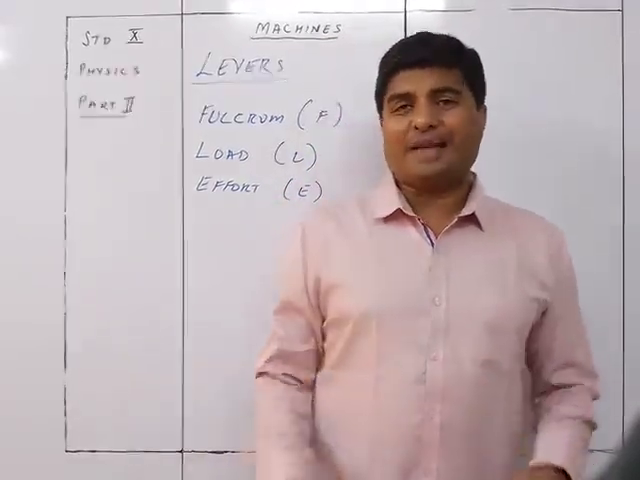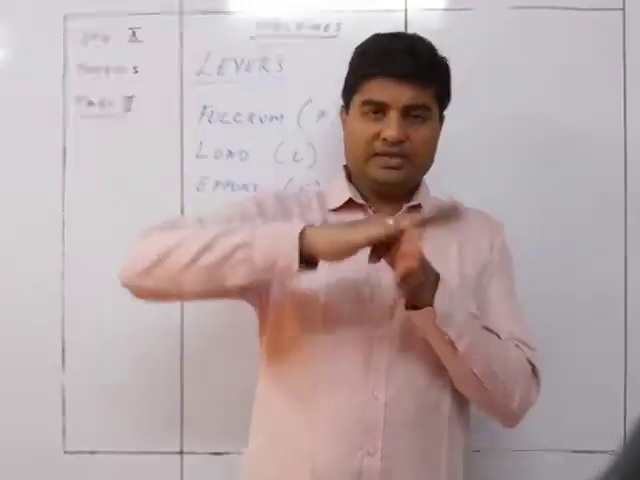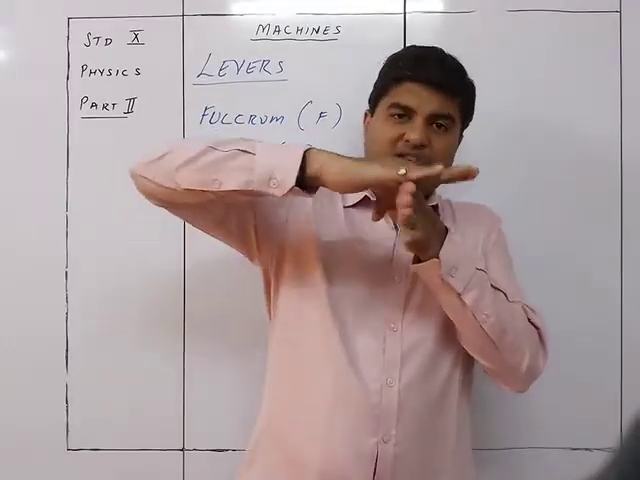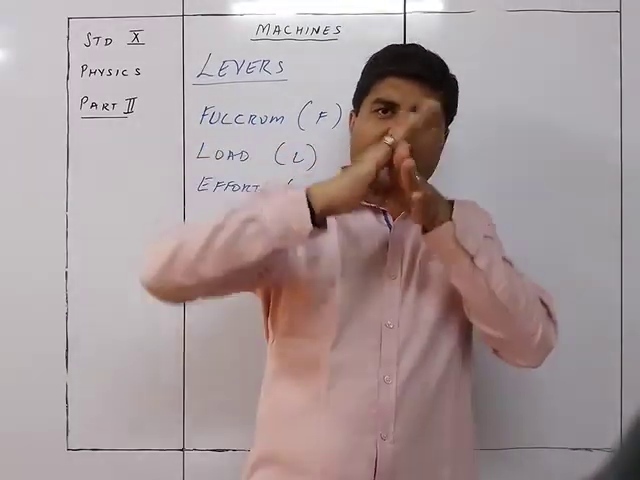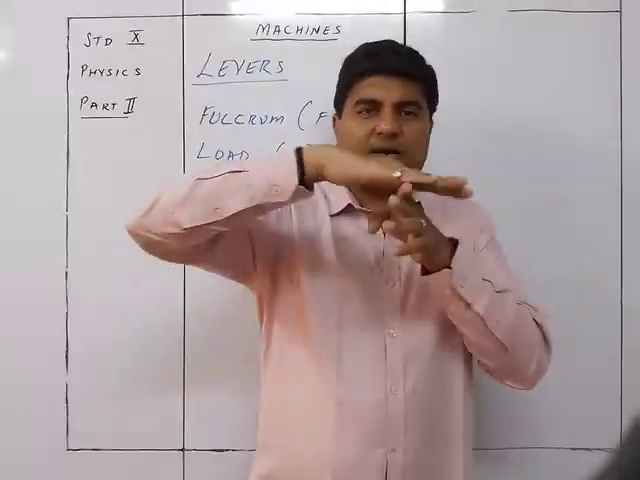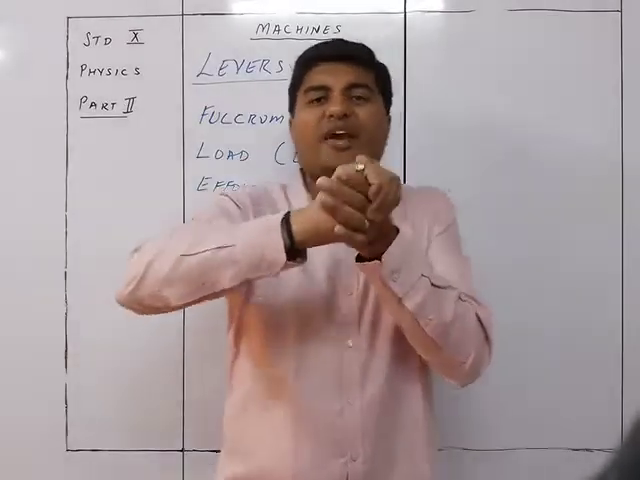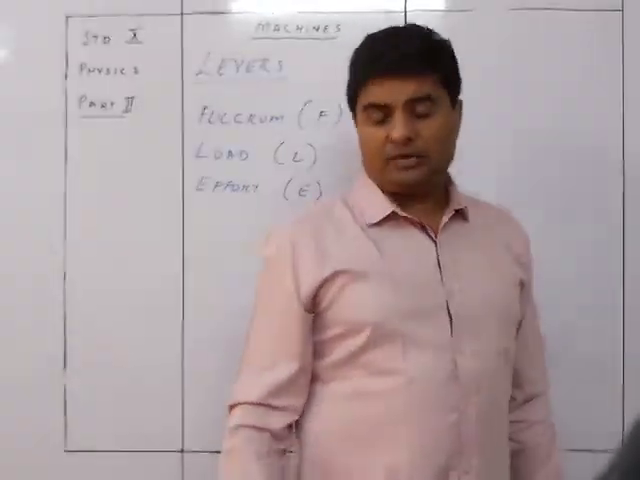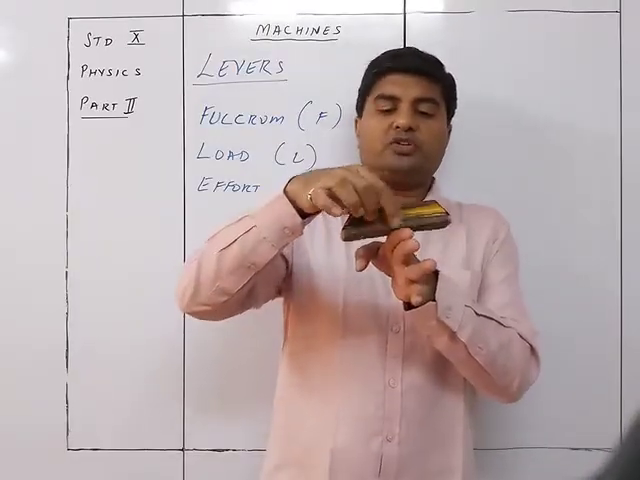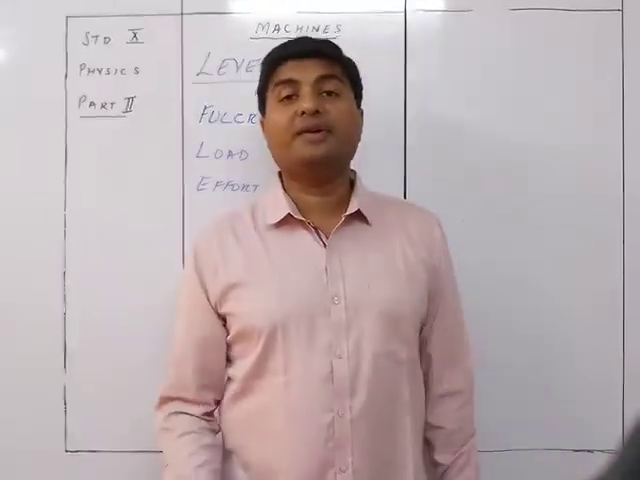A simple example of a lever is also a seesaw. In a seesaw, at this point it is steady, that is fixed, and then it is turning like this and like this. At one place there is the load and at the other place there is the effort. This particular point where it is completely fixed is called the fulcrum.